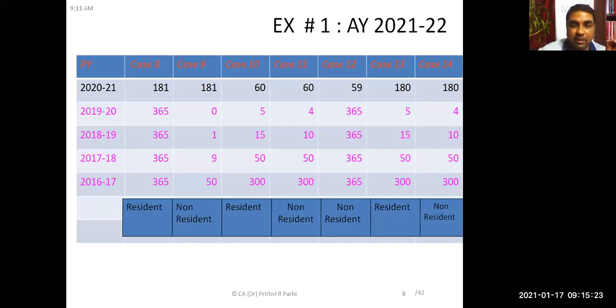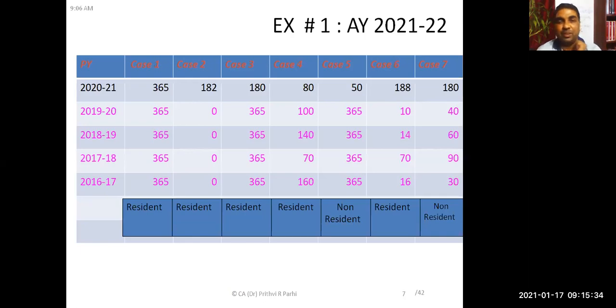Sir, please explain case 2 again. Case 2. You see, we are taking 2 conditions. That means in the relevant previous year, the assessee should have stayed 182 days. That is condition 1. Or in the relevant previous year, he should have stayed at least 60 days plus in the 4 preceding previous years, he should have stayed 365 days. Here, in case 2, he has already complied because he has stayed 182 days. So the second condition we need not check because either of the conditions needs to be complied.